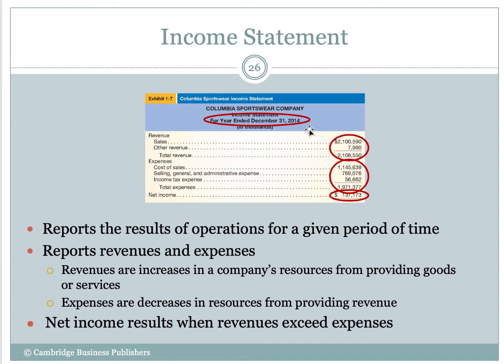Expenses are the decreases in resources that we incur because we provided revenue. We had to use inventory to make revenue. To earn revenue, we had to recognize an expense. We had to pay employees to generate this revenue. We had to pay rent to generate this revenue. That's what we mean when we say expenses are decreases in resources from providing revenue.